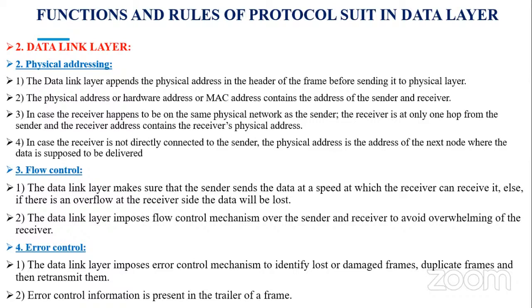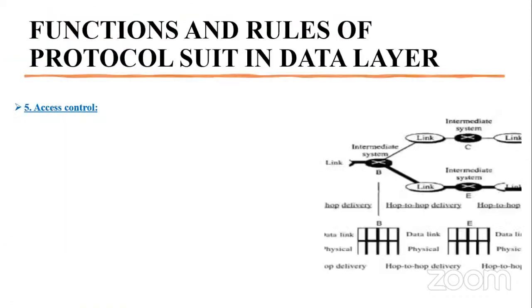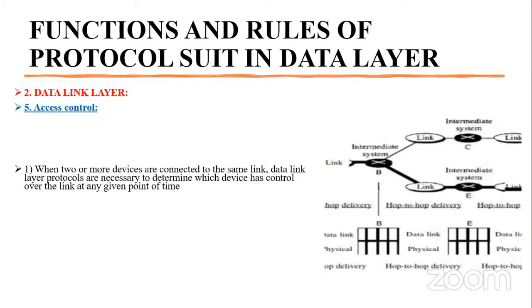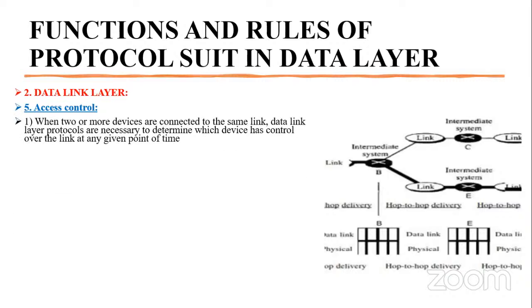Mathematical calculation. So this is what error control is. And the other one is access control. The data link layer's other function is access control. When two or more devices are connected to the same link, you can see the picture, the same link. Data link layer protocols are necessary to determine which device has control over the link at any given point of time. You read this sentence again, you'll come to know.